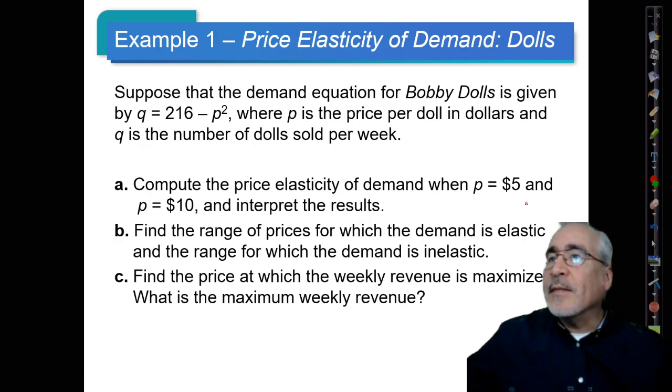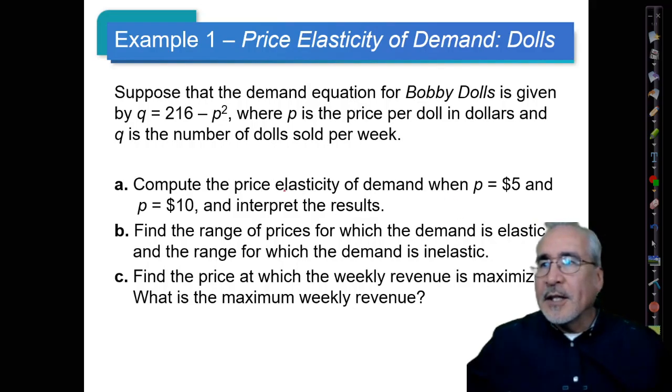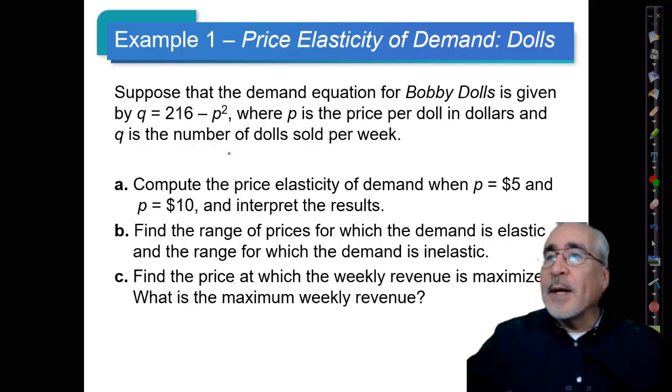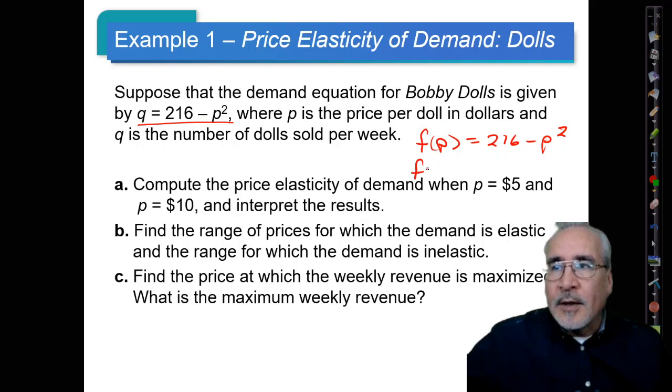Okay. So here we go. Let's take a look at a new example. We're going to be given a function for baby dolls. So we've got this function Q equals 216 minus P squared. P is the price per doll in dollars, and Q is the dolls sold per week. And again, if you want to think of this as a function, Q is really just a function of P. So f of P equals 216 minus P squared.